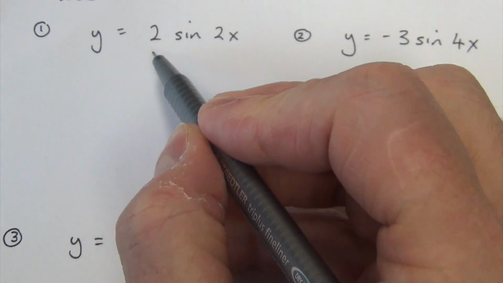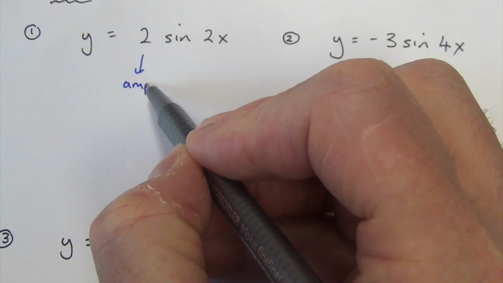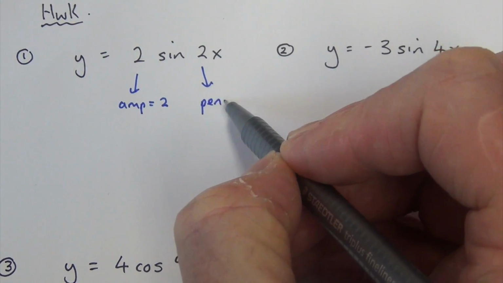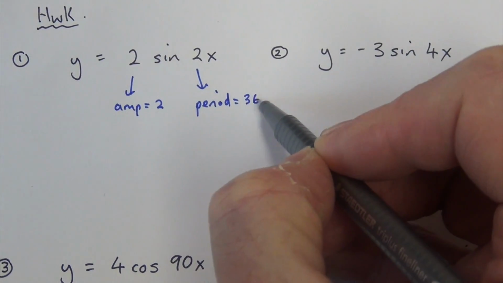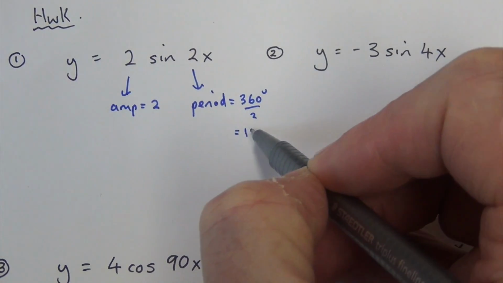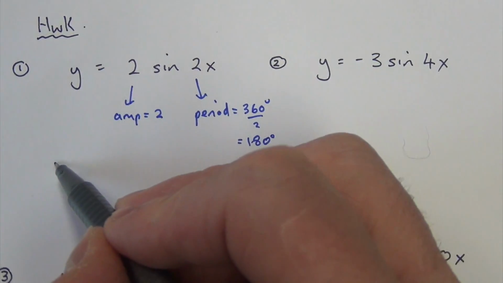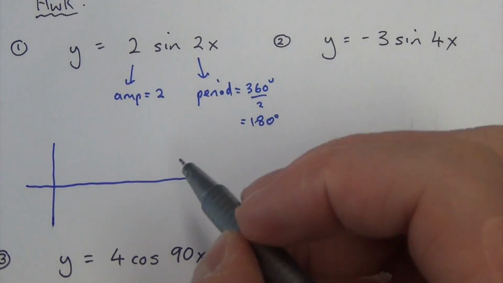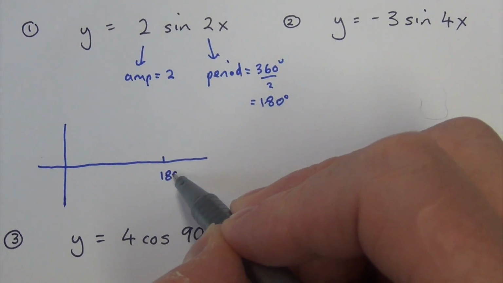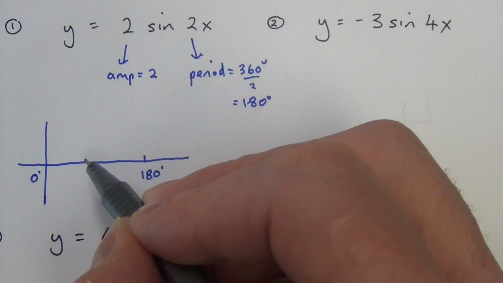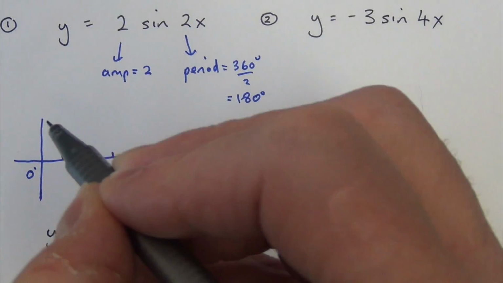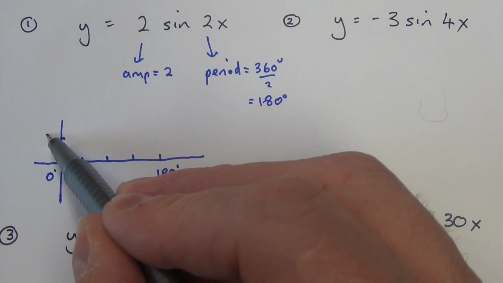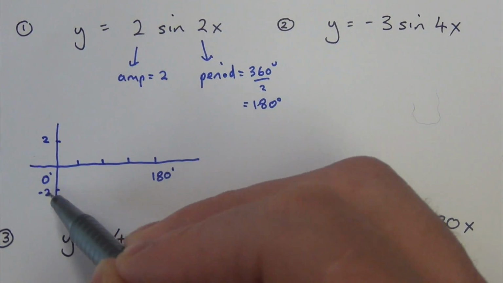Okay, question 1. So we got that amplitude equals 2 and period equals 360 degrees over 2, which equals 180 degrees. So we draw a graph out, and we make sure that this is 180. This is 0, and we cut it into 4 parts. And we want an amplitude up here of 2 and down here of 2.